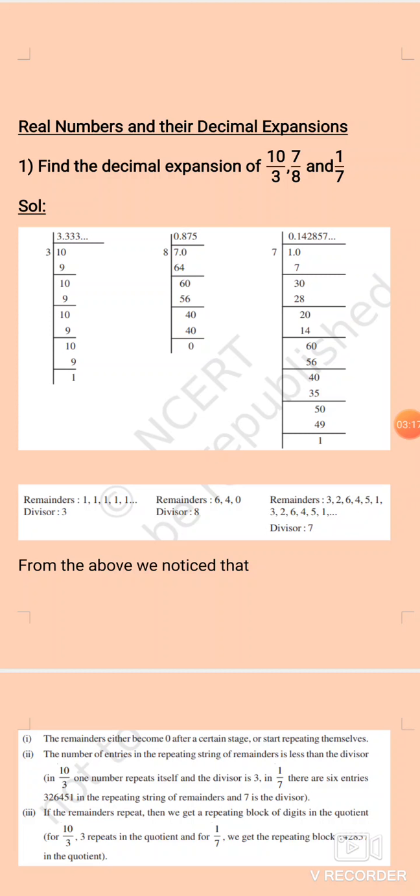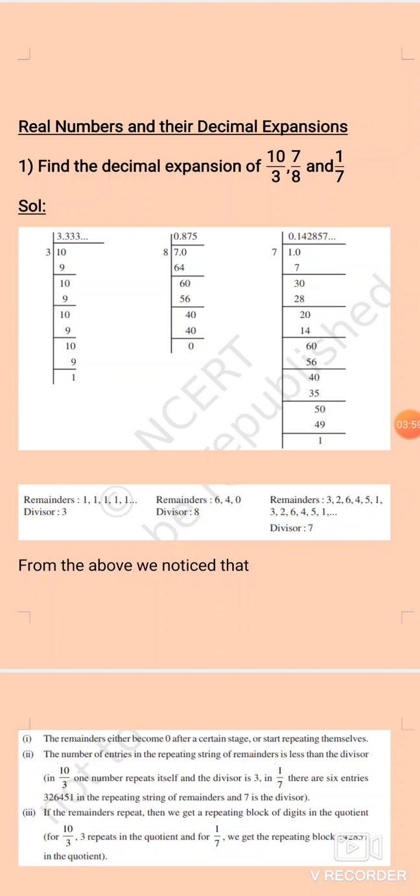Now the second point, listen. The number of entries in the repeating string of remainders is less than the divisor. Listen, that small box. The remainders are 1, 1, 1, 1, etc. Divisor is 3. So the remainders are less than the divisor. Second case 6, 4, 0, less than the divisor 8. Then 3, 2, 6, 4, 5, 1. Then those remainders are also what? Less than the divisor.